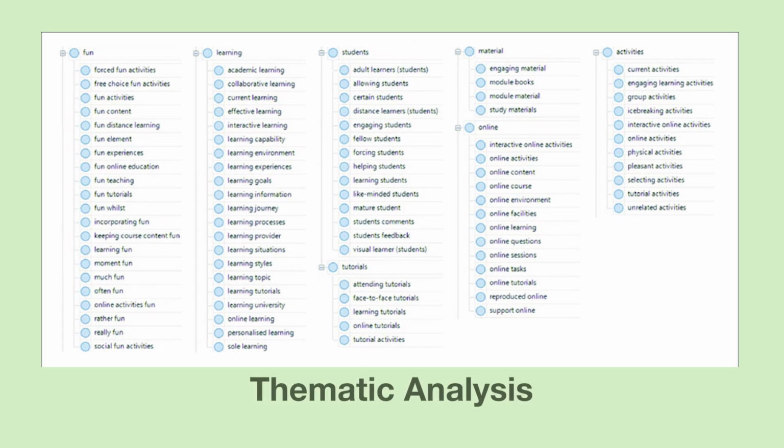So here is another example. If you look at the screen, the possible codes, and then the codes being thought about in terms of themes. So you rearrange your codes and you look for emerging patterns. You look for these themes in your codes.